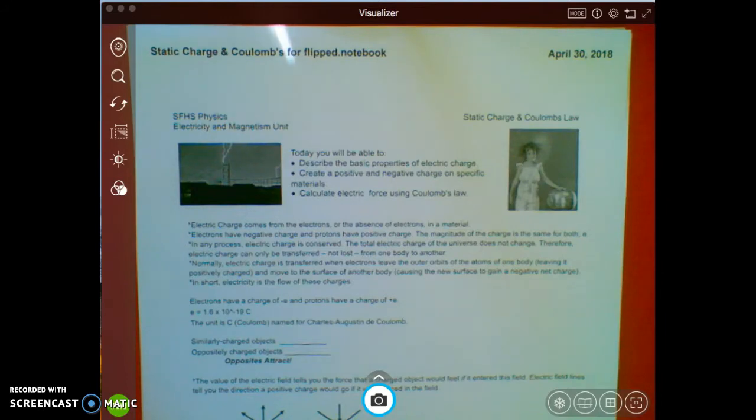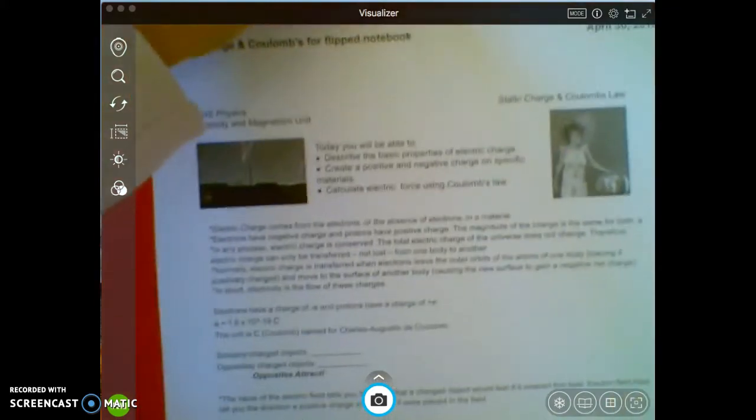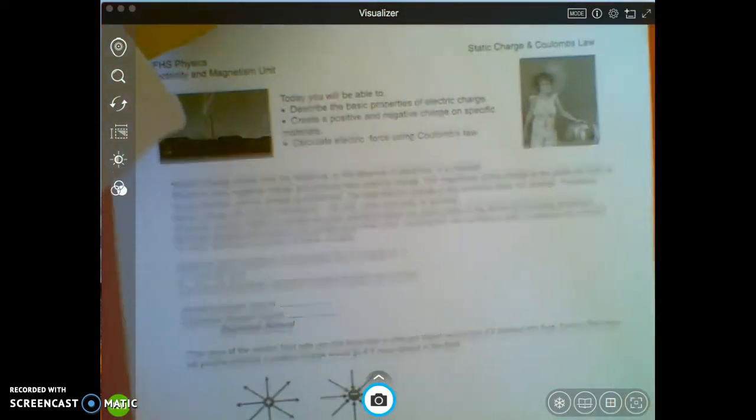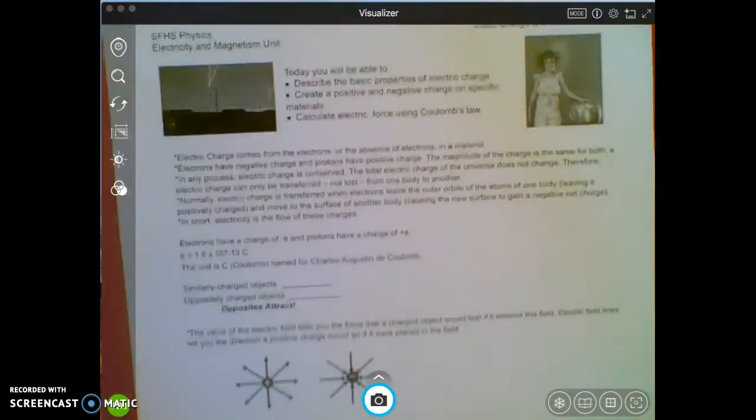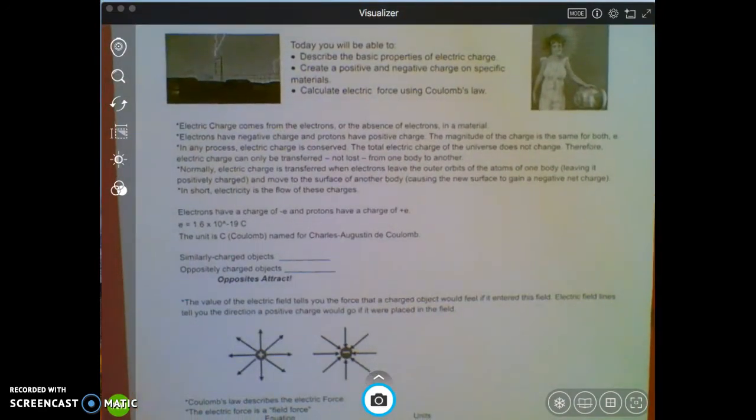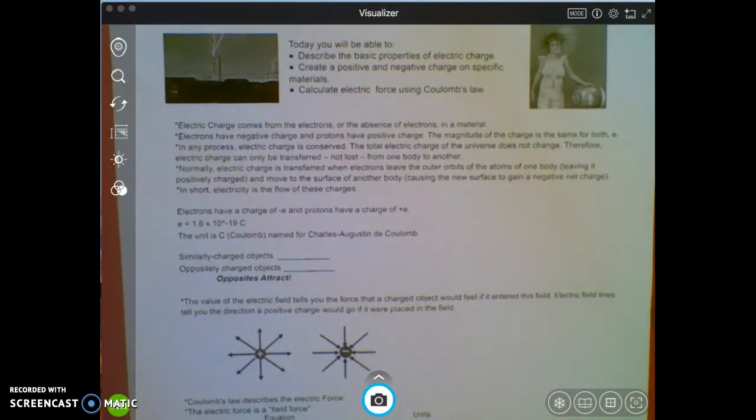Goals for the day: hopefully after today's lesson and the demos that we will do in class, you'll be able to describe the basic properties of electric charge, create a positive and negative charge on a specific material, and calculate electric force using Coulomb's law. We're going to go through a few of the basics about charge in general, and then do an example that will help you with the problems we'll practice in class. Let's get started.